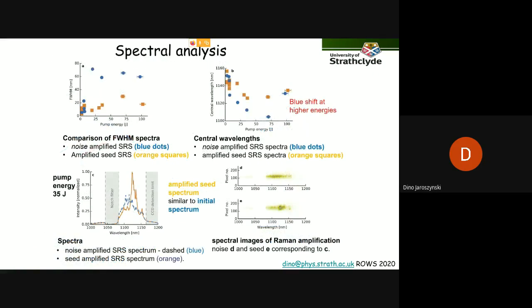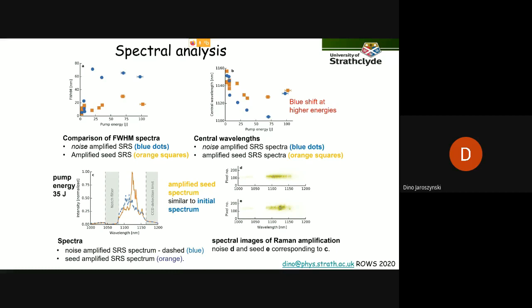Just to show you some results, if you look at the bottom left hand figure, this shows the measurement. These are normalized to the intensity of the laser, where you can see the initial spectrum, which stretches between around 1.0 and 1.1 microns or 1.15 microns, and you get amplification at the Raman frequency, the frequency shifted wave at the Raman frequency.